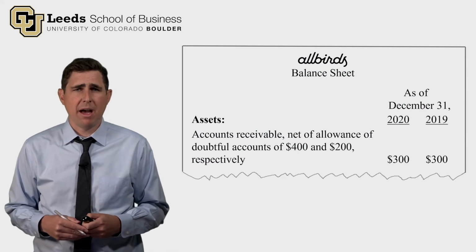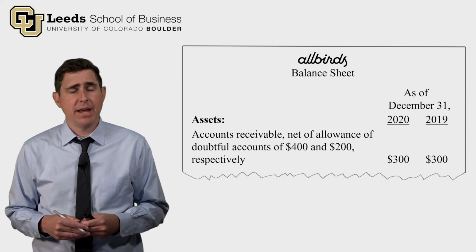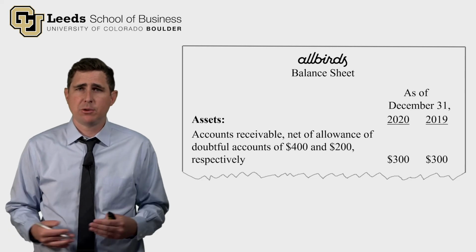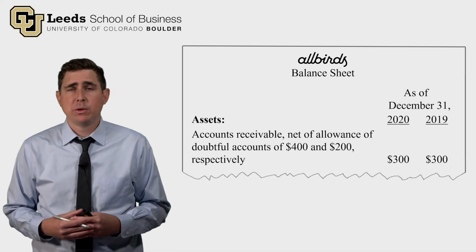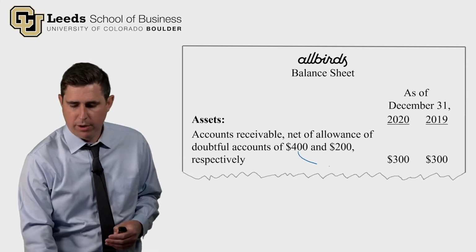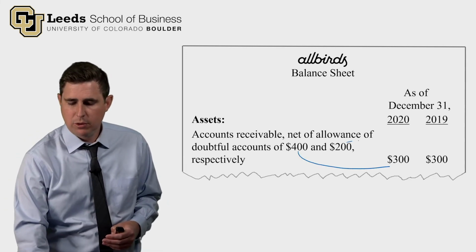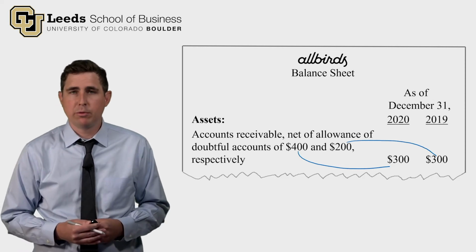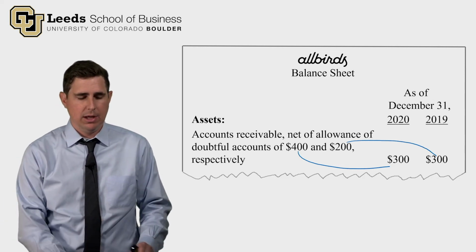Here's what the 2020 balance sheet looks like. Accounts receivable net is $300. That's how much we expect to collect. How much do we not expect to collect? $400. So the $400 relates here, and the $200 relates to 2019. That's how you read those paragraphs in the label.